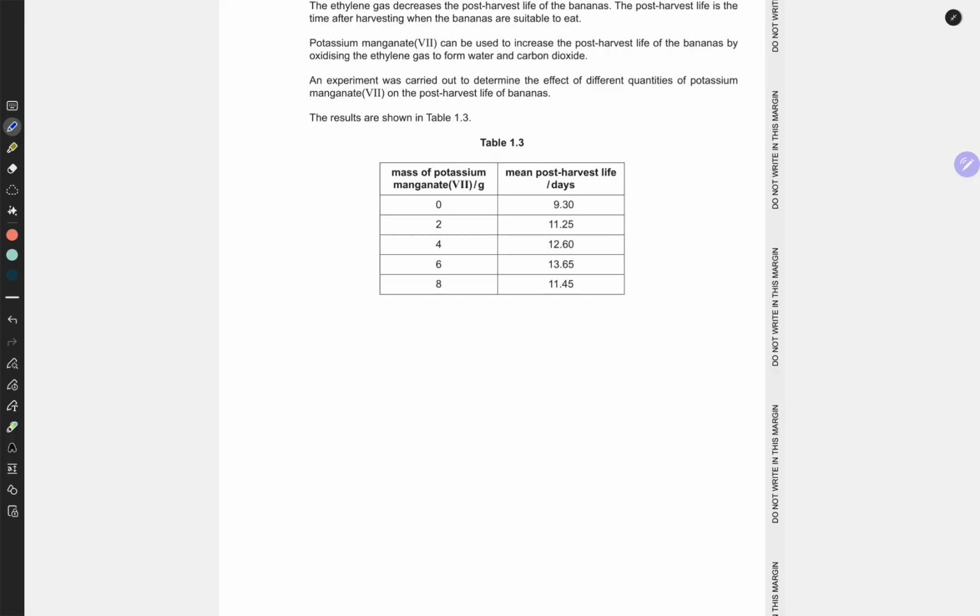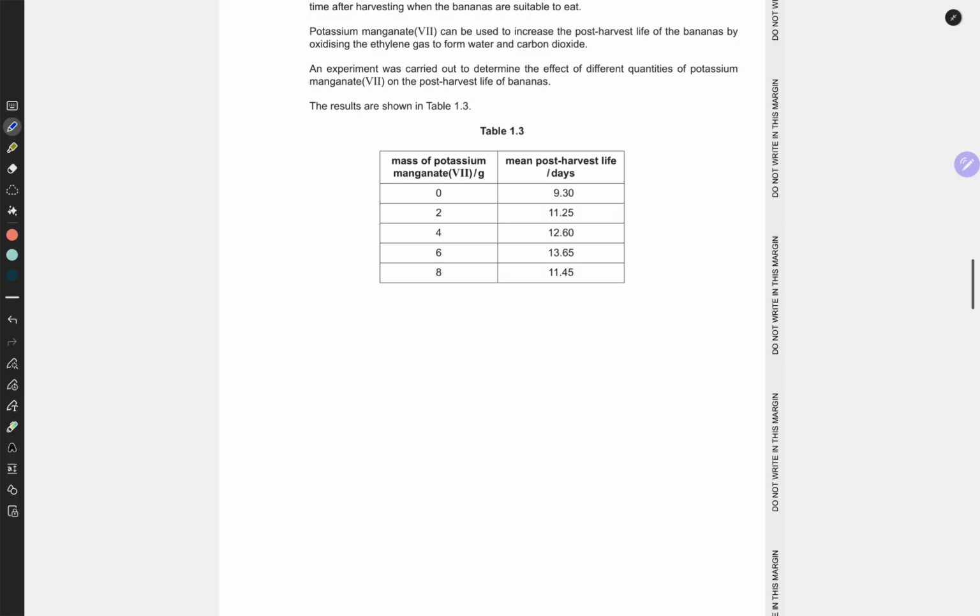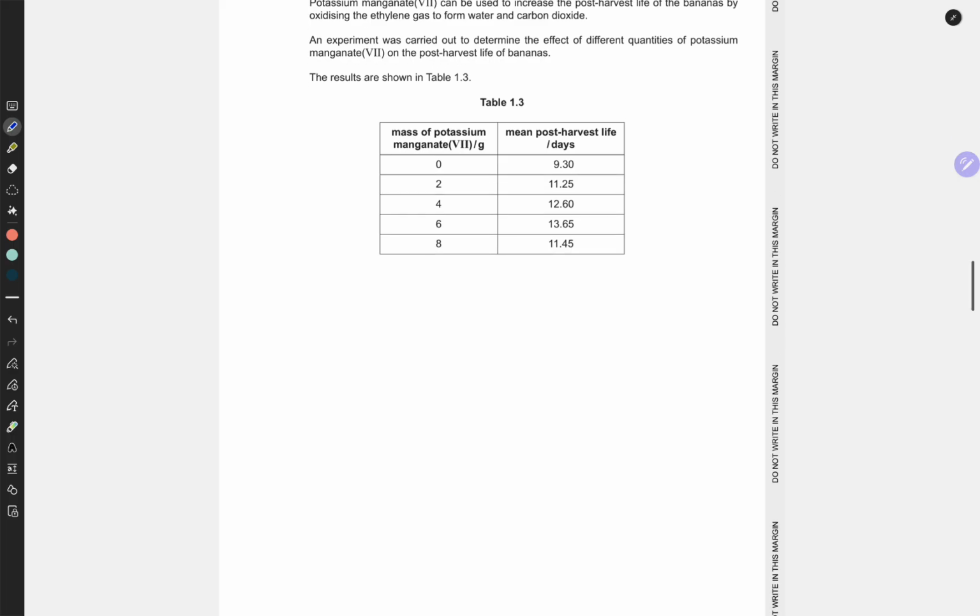An experiment was carried out to determine the effect of different quantities of potassium manganate 7 on the post-harvest life of bananas. The results are shown in table 1.3. So these are the results. Of course, the left side is the independent variable, the right side is the dependent. So the left side is on the x-axis, then the right side is on the y-axis.